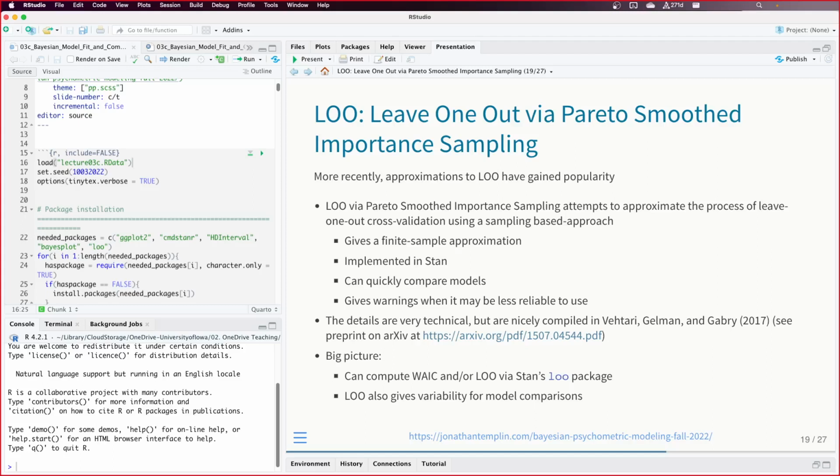So, questions? We're okay with me calling it leave one out instead of Lou? Okay. I don't know what it is about that word in British English, but it just drives me crazy.